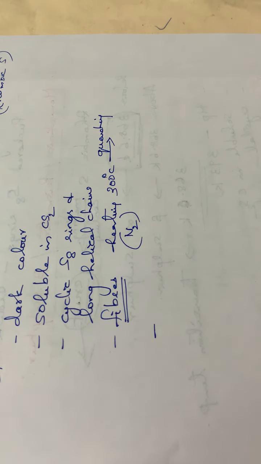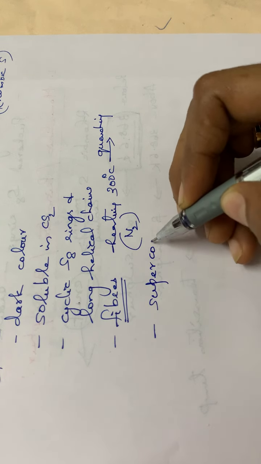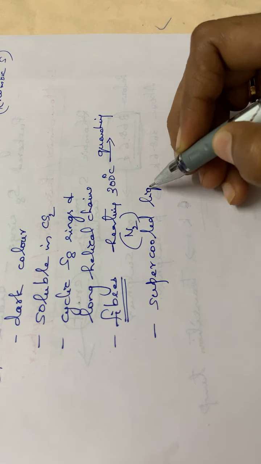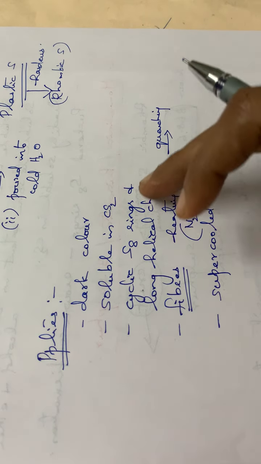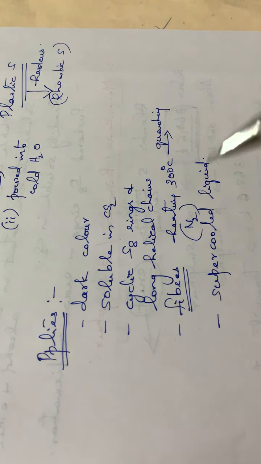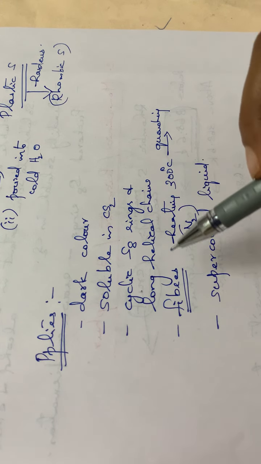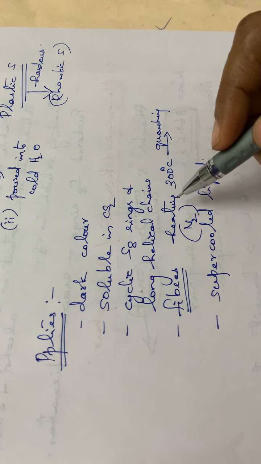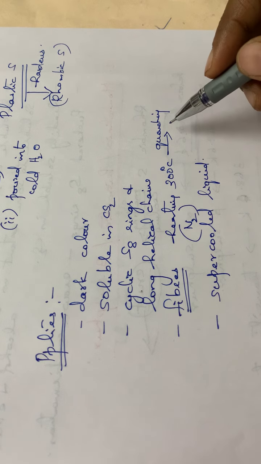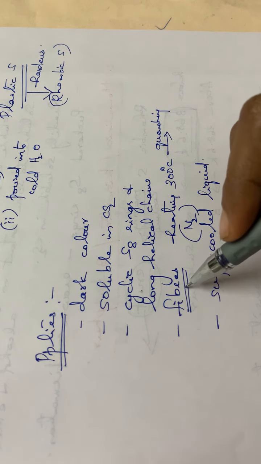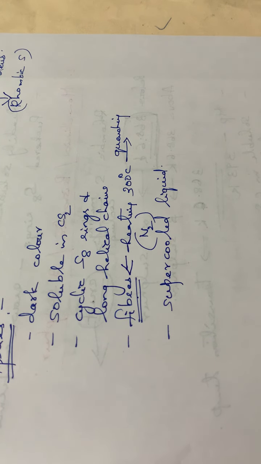Also, this plastic sulfur is considered a supercooled liquid. So these are some of the properties of this plastic sulfur. Dark in color, soluble in CS2. Then it is an allotrope, a mixture of cyclic S8 rings and long helical chains. It can be converted to fibers. That means it should be heated to 300 degrees Celsius in the presence of nitrogen and then suddenly quenched into water. Then we will be having these fibers. Okay. And also it is considered a supercooled liquid.